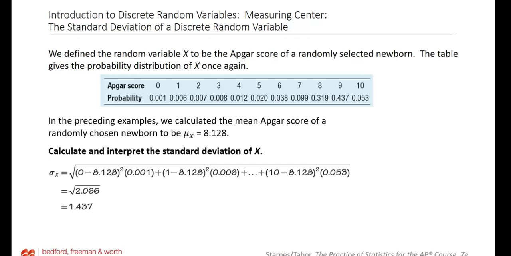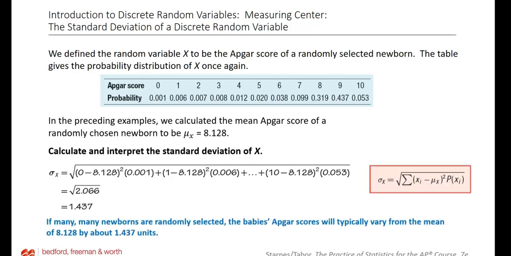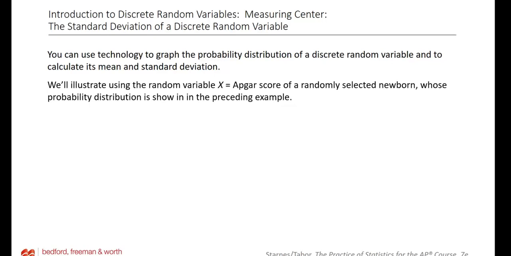So it says interpret, right? So standard deviation is typical deviation, difference, variation from the mean. So this random variable x, the APGAR score, typically varies from the mean of 8.128 by about 1.437. Let's see what they said. If many newborns are randomly selected, the baby's APGAR scores will typically vary from the mean of 8.128 by about 1.437 units. There's no real units to that, so they're just writing that.